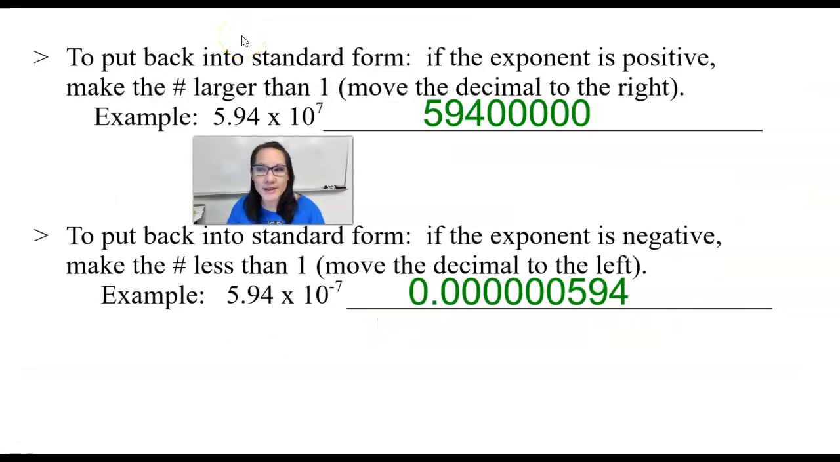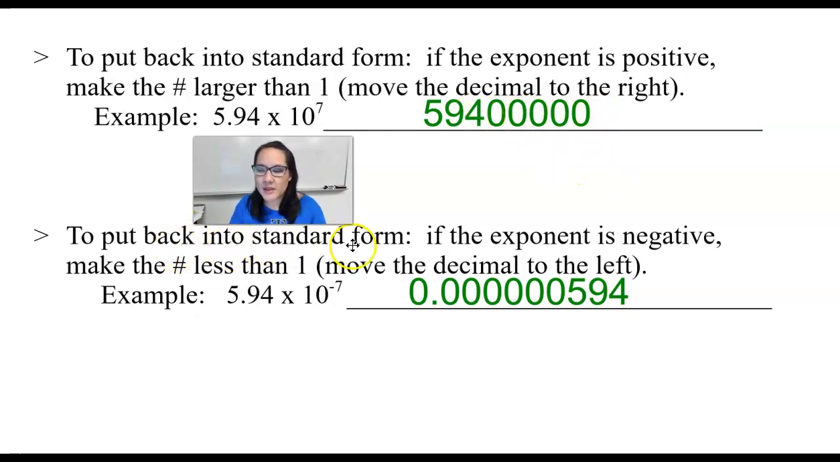To put it back into standard form, if the exponent is positive, we're going to make the number larger than 1, which means you're going to move the decimal to the right. For example, 5.94 times 10 to the positive 7. Because the 7 is positive, I need to change 5.94 to be a larger number. And to do that, the decimal gets moved to the right, and so it's going to be 1, 2, 3, 4, 5, 6, 7, giving me the number 59,400,000.